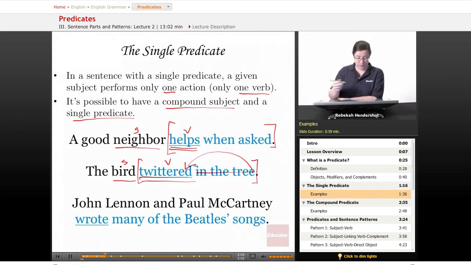In the tree. All right, then we have John Lennon and Paul McCartney wrote many of the Beatles' songs. John Lennon and Paul McCartney: we have a compound subject, two individuals, both named, but they did one activity. They wrote, the verb, many of the Beatles' songs, and many of the Beatles' songs is the object of the verb wrote. It's what they wrote. So you can have a compound subject, Lennon and McCartney, performing a single predicate. One action, they wrote many of the songs.